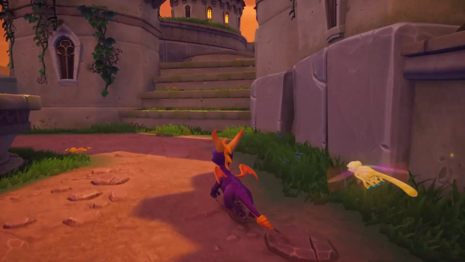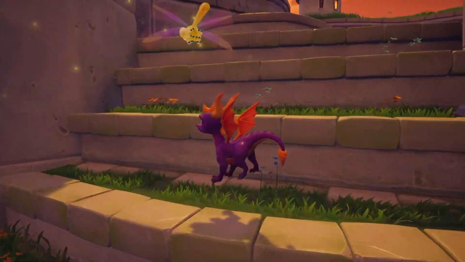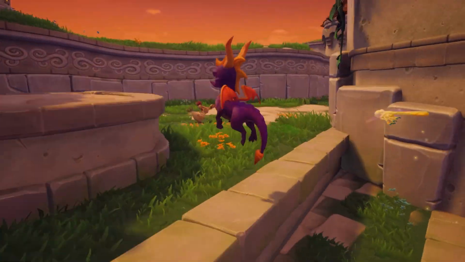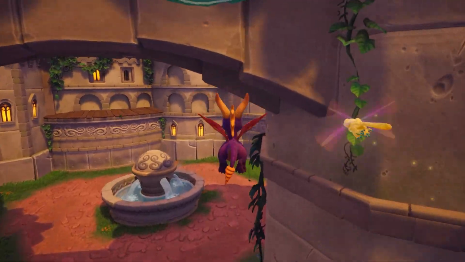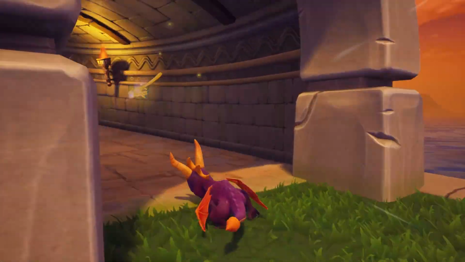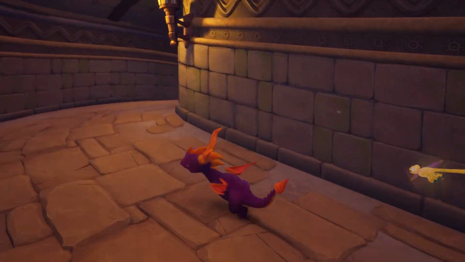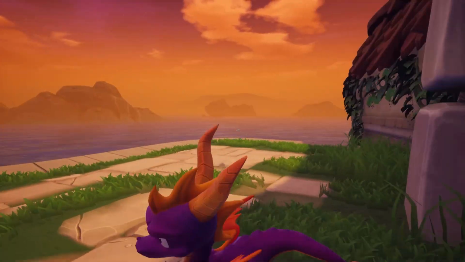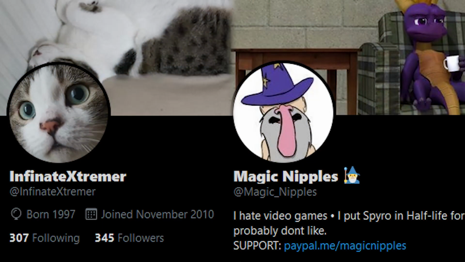However, this video is not about the design. It's about the implications this might have for the world of Spyro. So, if you guys do end up talking about it in the comment section, just try to keep it respectful. Now, the data and the renders were found by two people, Infinite Extremer and Magic Nipples, who you might have heard of if you stick by the modding community.